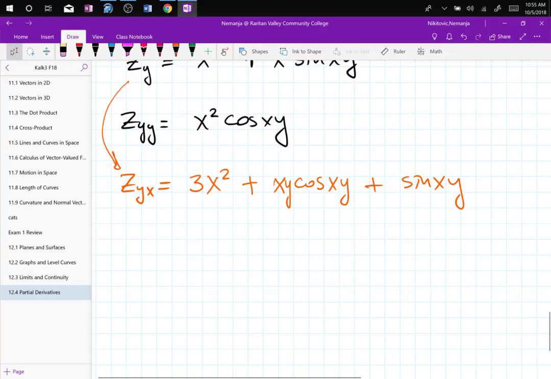Theorem 12.4 on page 900: equality of mixed partial derivatives. Assume that f is defined on an open interval D of R2 and that fxy and fyx are continuous throughout D, then they're the same. There you go.